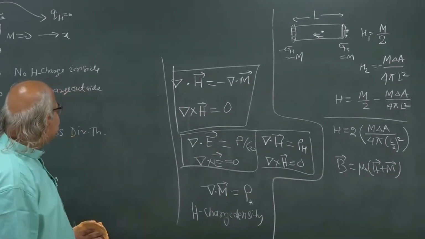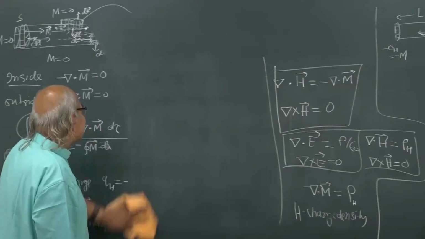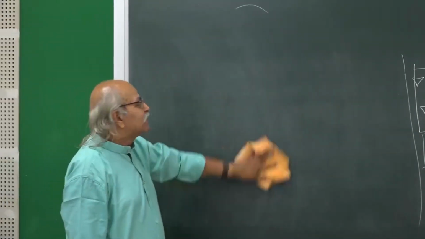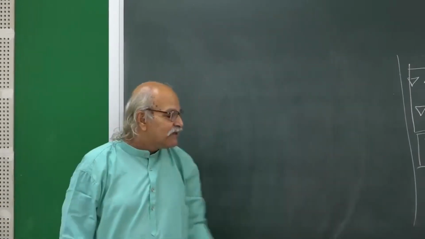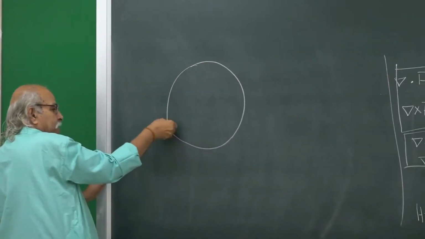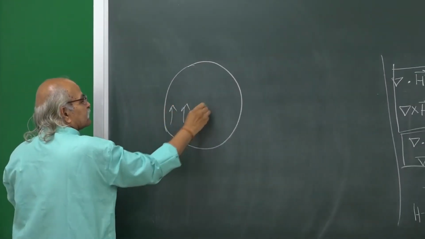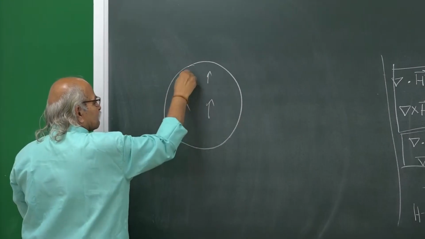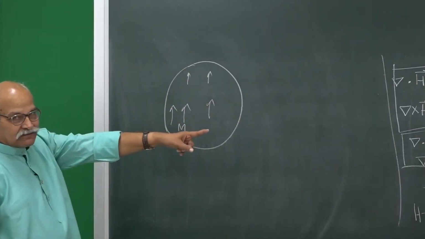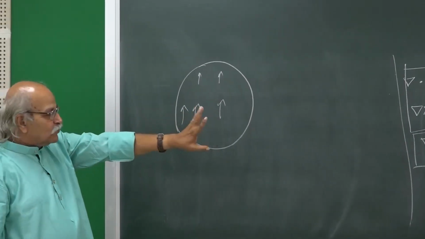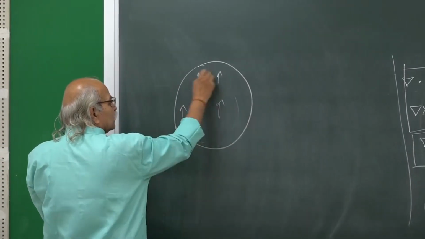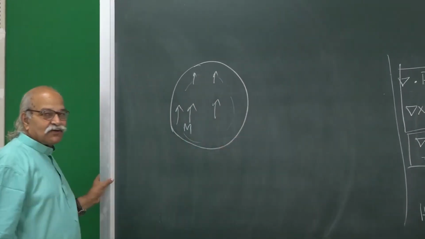Another example I can take, one more example which is interesting, is uniformly magnetized sphere. Suppose you have a uniformly magnetized sphere. This is M everywhere, M uniformly magnetized. If I go through this route, we can do that. We can go through this route. Once again, divergence of M is 0 inside. Once again, divergence of M is 0 outside.